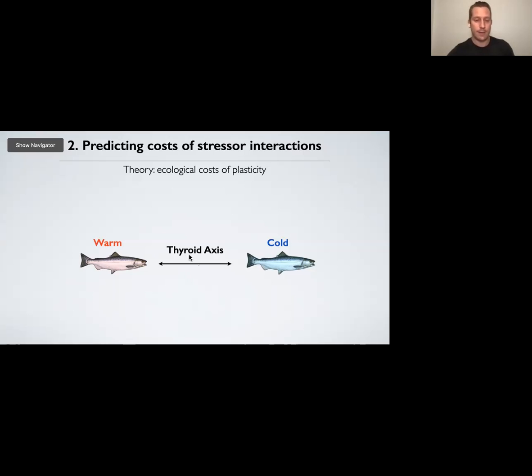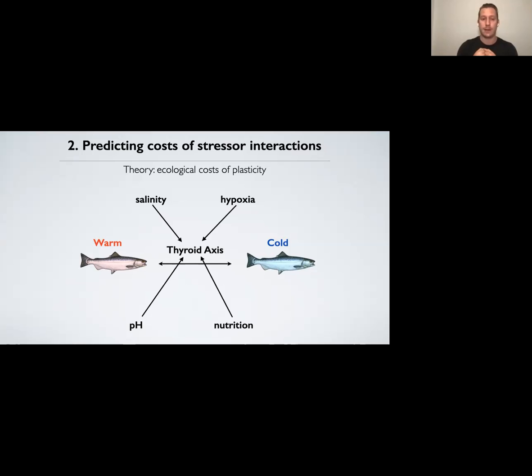But there's also evidence that thyroid hormone, or this lever as I should call it, is heavily used. So for instance, we know that thyroid hormone also regulates plastic responses to things like salinity, hypoxia, pH, and nutrition in fish. So if plastic responses to other environmental stressors also act through something like the thyroid axis or have overlaps in downstream pathways, then what happens when environmental conditions occur in a combination that starts pulling these levers in different directions?